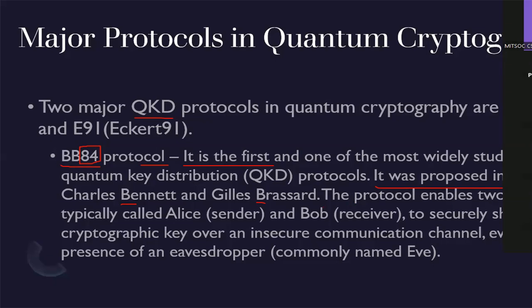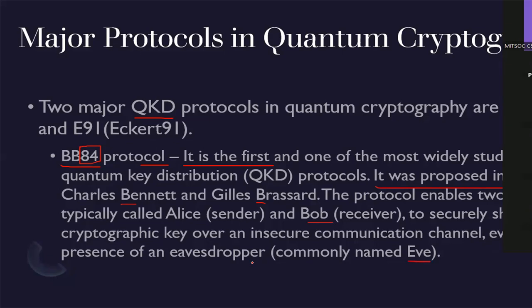The protocol enables two parties. From now onwards, throughout this whole presentation, I'm going to use two parties, the sender and the receiver, and mostly I'll call the sender Alice and the receiver Bob. The protocol enables two parties, typically Alice and Bob, to securely share cryptographic keys over an insecure communication channel, even in the presence of an eavesdropper. Commonly, we'll use Eve for the eavesdropper.